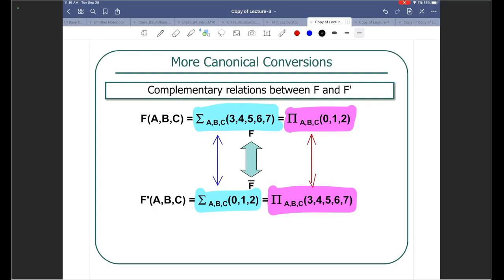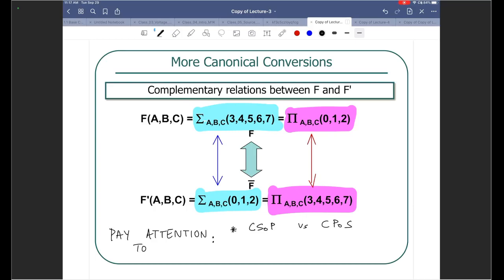So maybe I will write some cautionary notes here. Pay attention to, one, CSOP versus CPOS. Many students over the years have gotten them mixed up, not because they didn't understand them, but because they didn't look at the question properly.